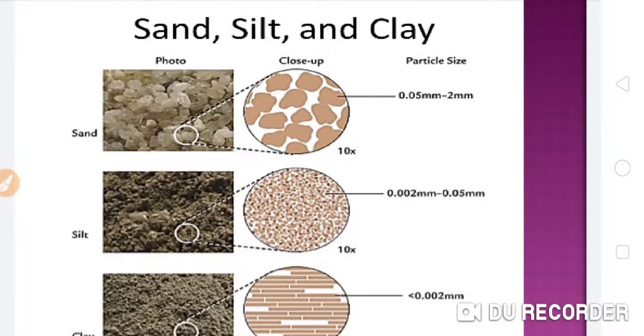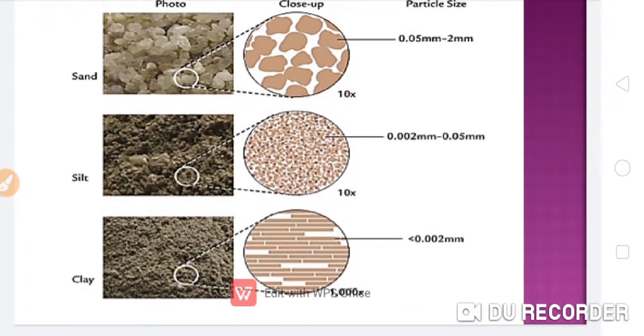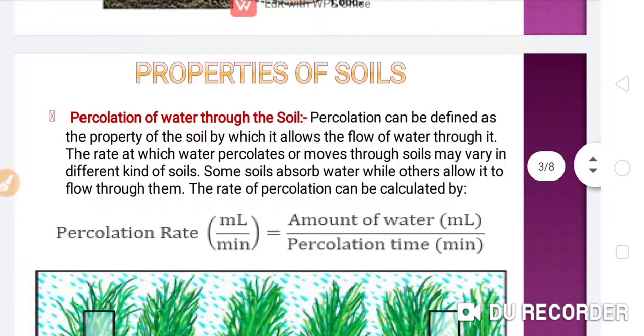Now silt has 0.002 millimeter to 0.05 millimeter, which means its size is very small. Is it clear? The third one, clay, has a size of 0.002 millimeter. So this is the average size of the particles of the sand soil, the silt soil and the clay soil. Now we are going to discuss the properties of the soils.